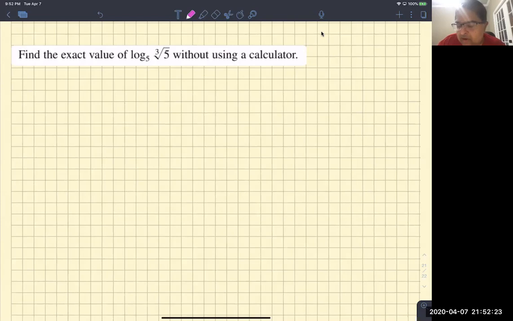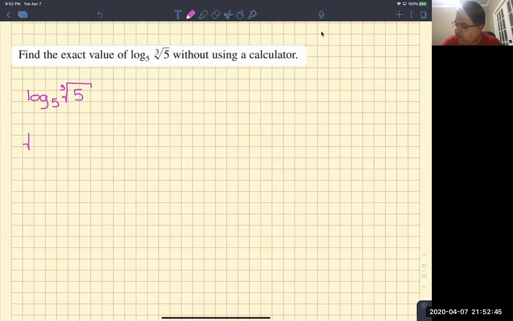And this is what we had to do before, back in the day, before calculators became as sophisticated as they are with graphing functions and whatnot. So how do I do this? Well, we're going to use our properties of logarithms. So log base 5 of the cube root of 5.